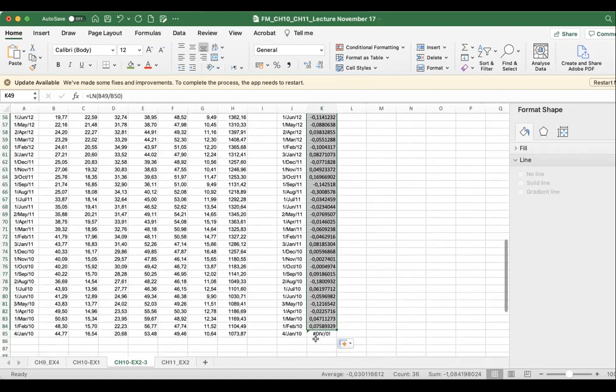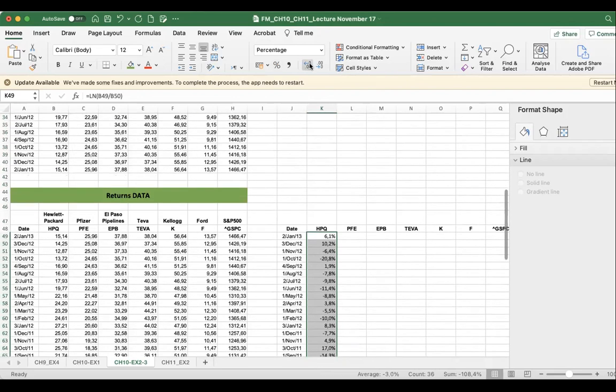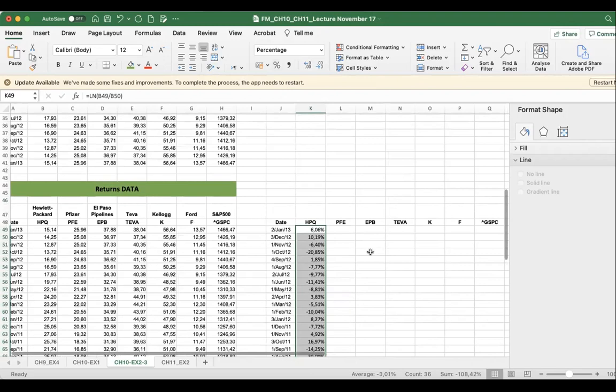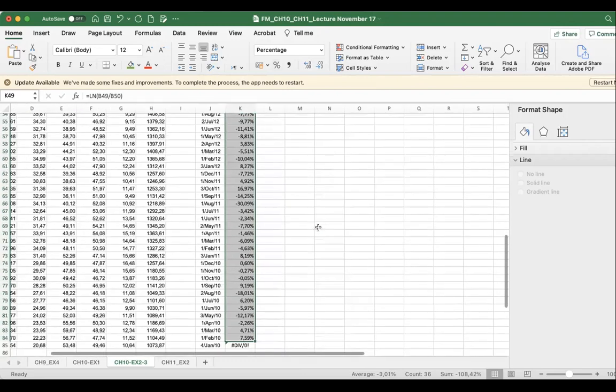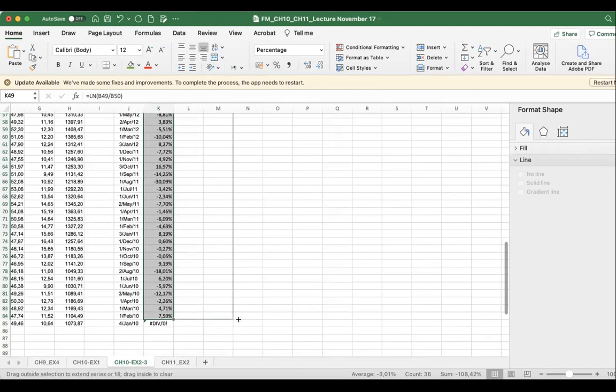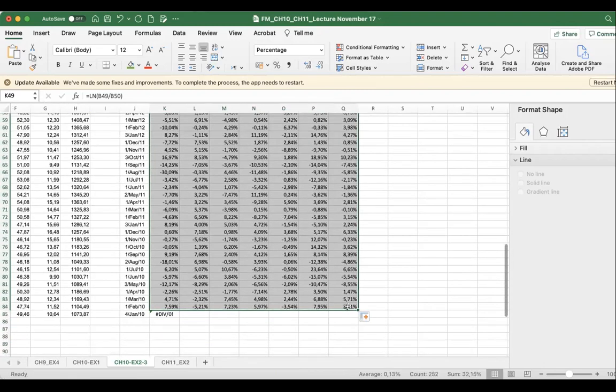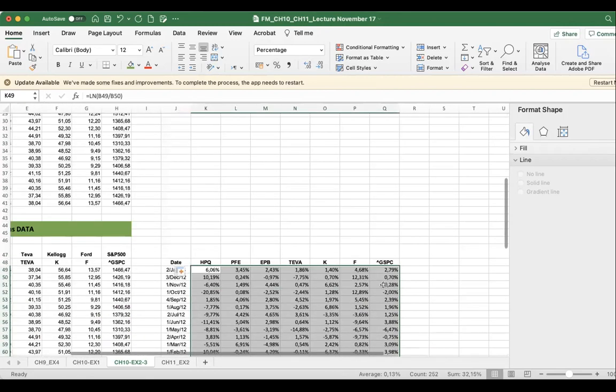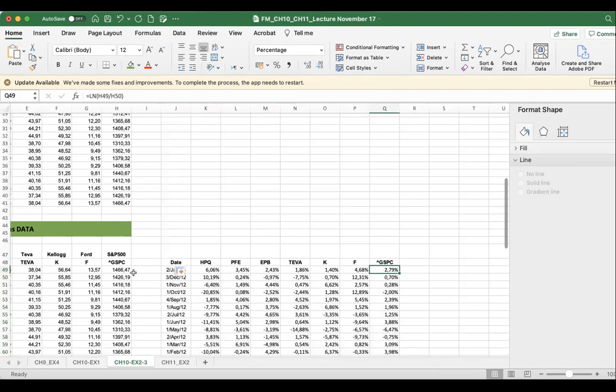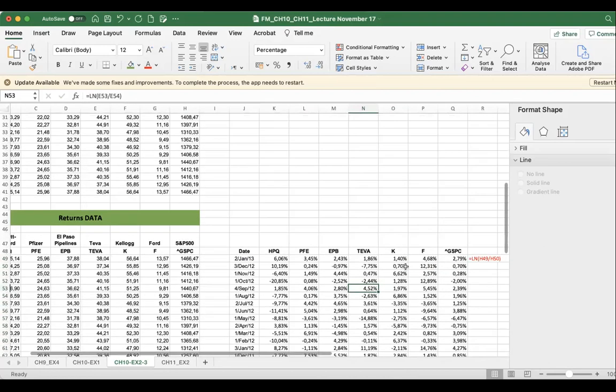And see, we lost the last observation. Then do the same thing for the others. For example, this one is equal to H49 by H50 and so on. So it's the formula text. So now we have transformed the prices into returns.